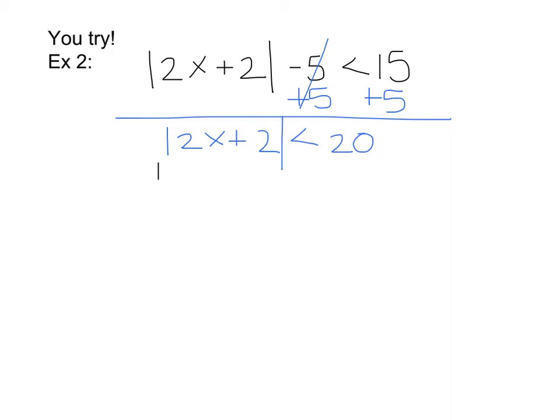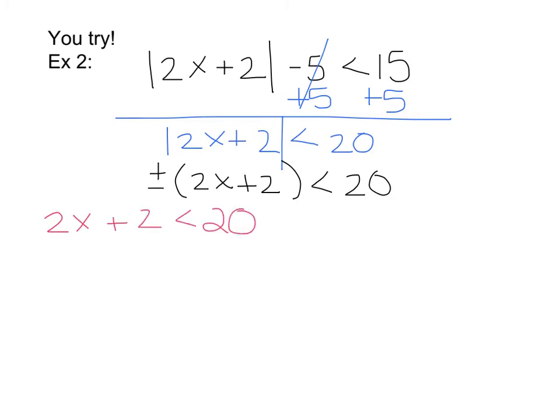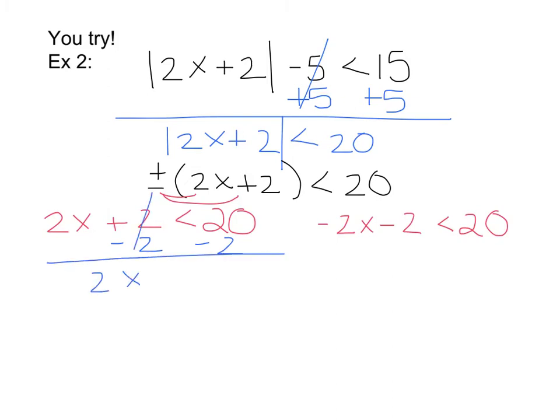Now I can go ahead and change it to parentheses and add my plus minus, and distribute the positive. Remember, it doesn't do anything to what's inside the parentheses, you just rewrite it. And then remember, the negative is going to swap both signs, so it's going to become minus 2x minus 2 is less than 20. So let's start with our inequality on the left-hand side. Start by subtracting 2. So 2x is less than 18. And then you're going to divide both sides by 2. So x is less than 9.